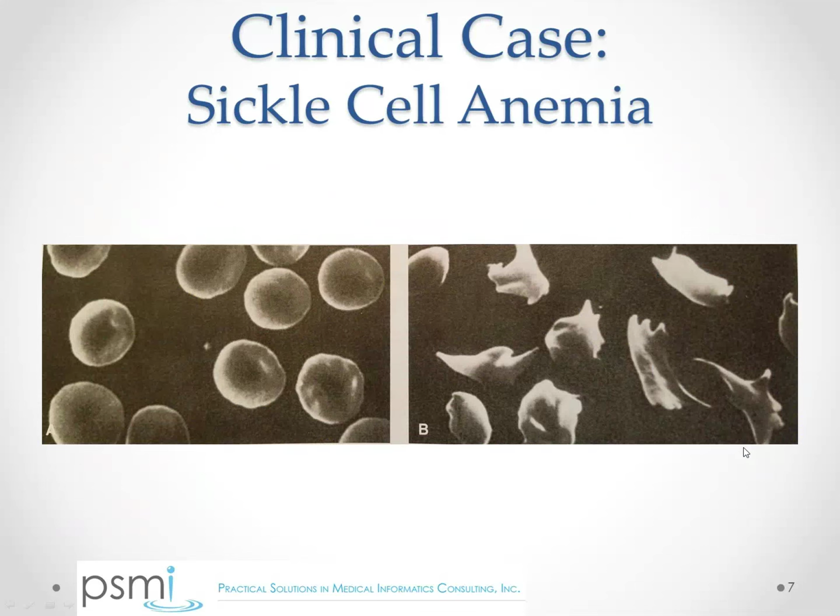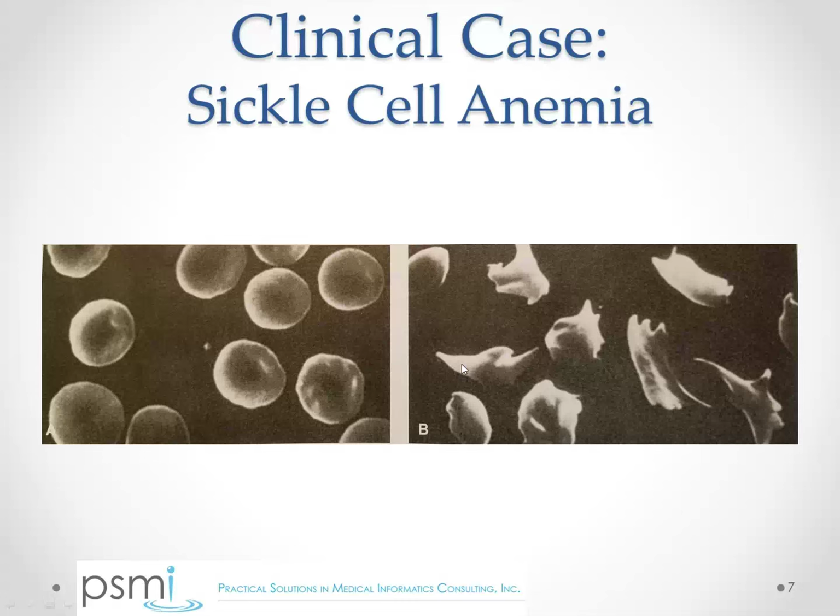So here we have a slide showing normal red blood cells on the left and sickled red blood cells on the right. And probably people realize that red blood cells contain the hemoglobin protein. And what's happening here on the right in these sickle cells is that there's an alteration in the hemoglobin protein as a result of the genetic mutation.